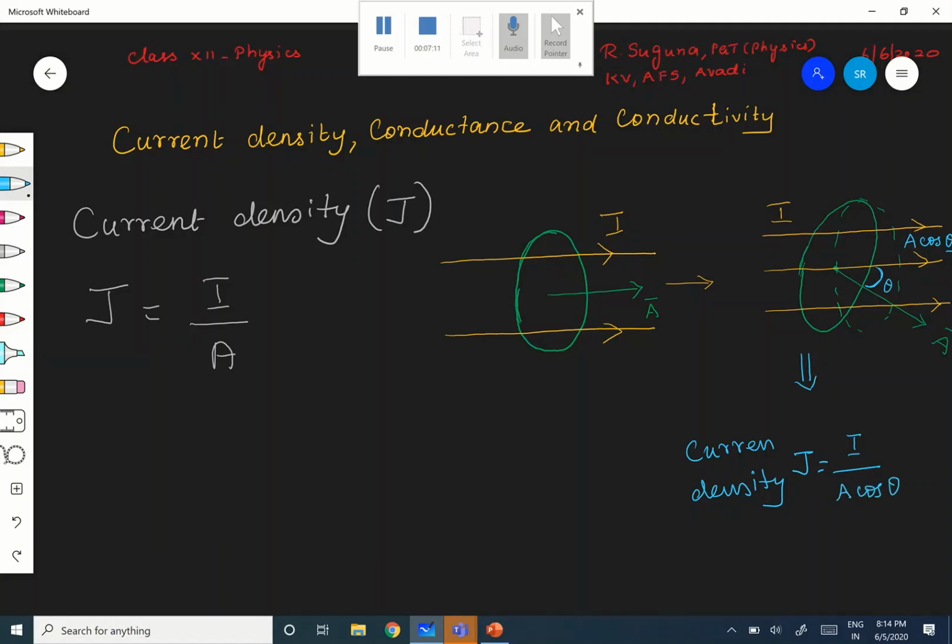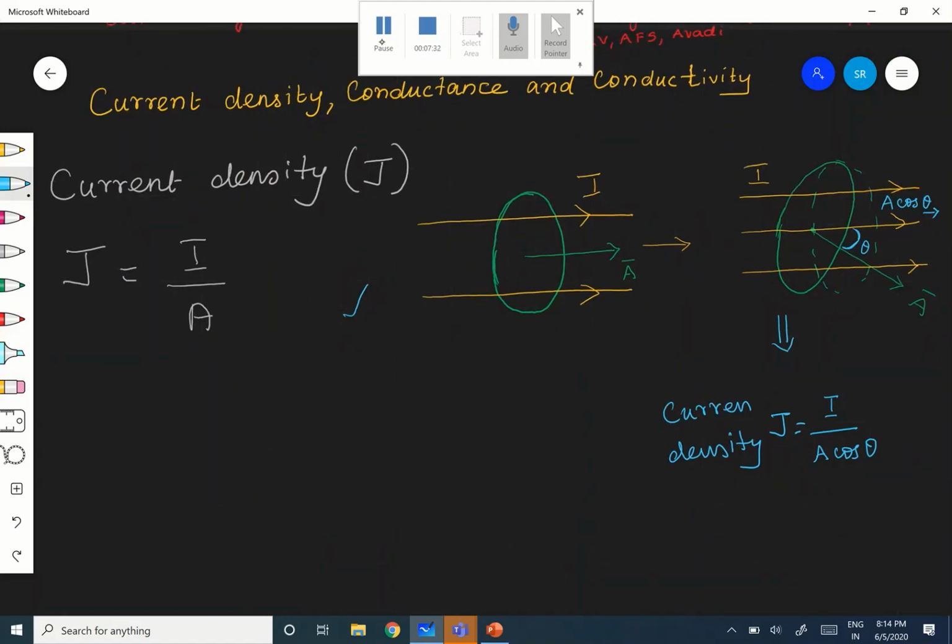In this case, the area is held normal, so the area vector and I are in the same direction, but here it is tilted, so the area is not held normal to the current. Which component of the area vector is normal? A cos theta. Therefore, J equals I by A cos theta. So I equals J A cos theta. Correct? Therefore, I equals J dot A.